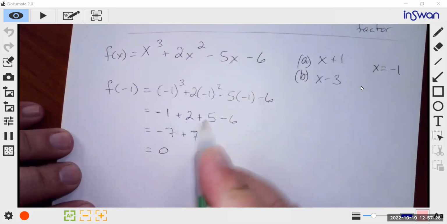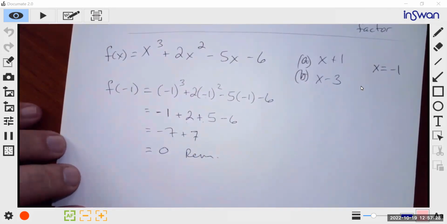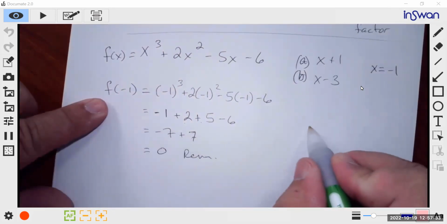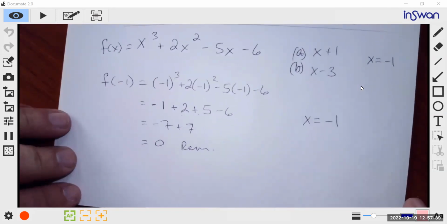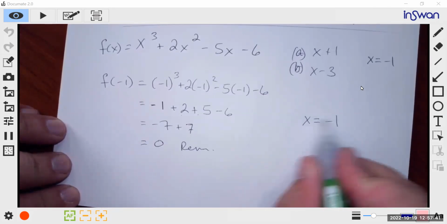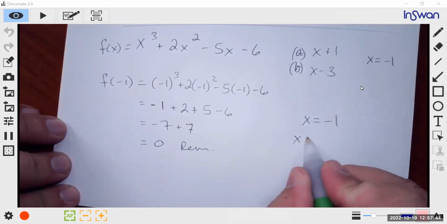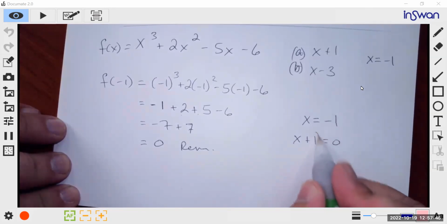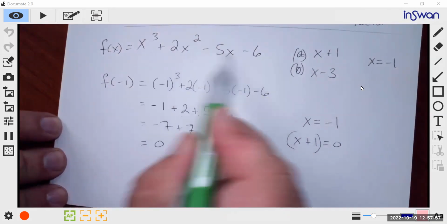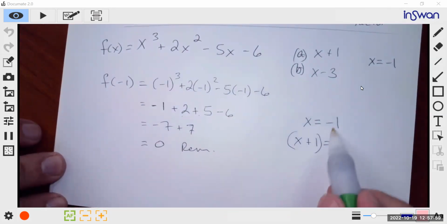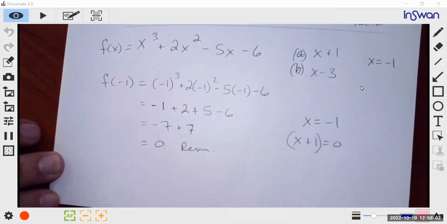So the remainder is 0. This is the remainder. So in other words, what it tells me is this: since that's 0, it tells me x equals -1 is an answer. Set this equal to 0. So this is your factor. That means the factor x plus 1 is a 0. So x plus 1 is a factor of this equation, because when I put in -1, I got 0.